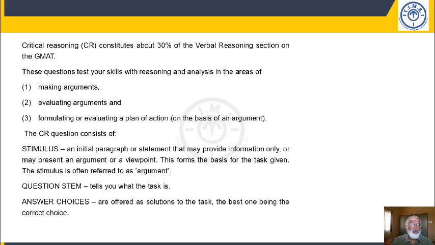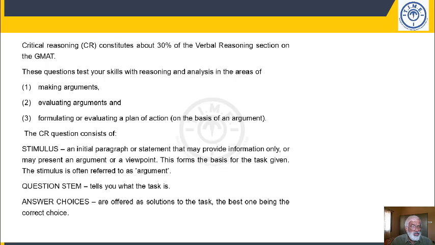For one thing, if you do recall the structure of your GMAT exam, the verbal segment has three sub-segments, one of which is critical reasoning, and it's roughly about 30% of the verbal reasoning section. Okay, what they expect of you is to be able to demonstrate your skills with reasoning and analysis when it comes to making arguments, when it comes to evaluating arguments, when it comes to formulating a plan of action.